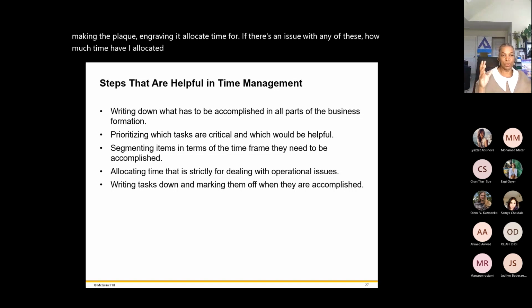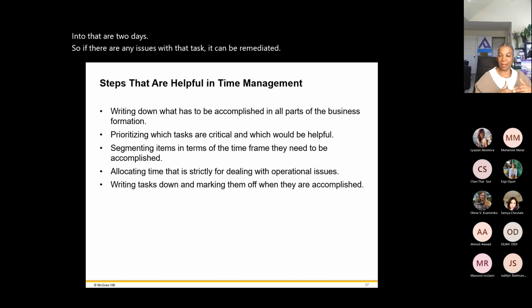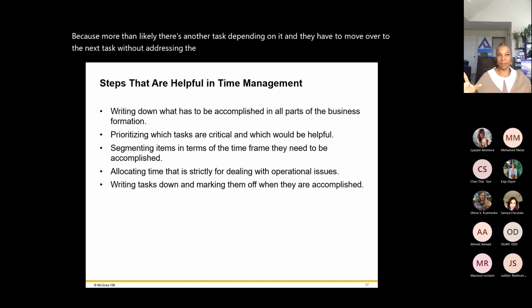And what you can do when you build out your project plan is put a buffer in it. Let's say something takes 2 weeks to do. I might want to build in an additional day into that, or 2 days, so that if there are any issues with that task, it can be remediated, because more than likely there's another task depending on it. And if I have to move over to the next task without addressing the issues, then you run into quality problems.